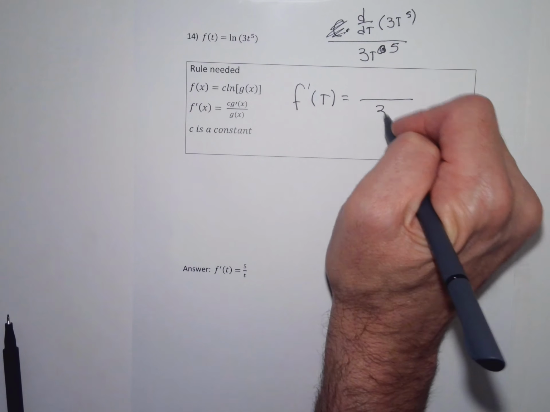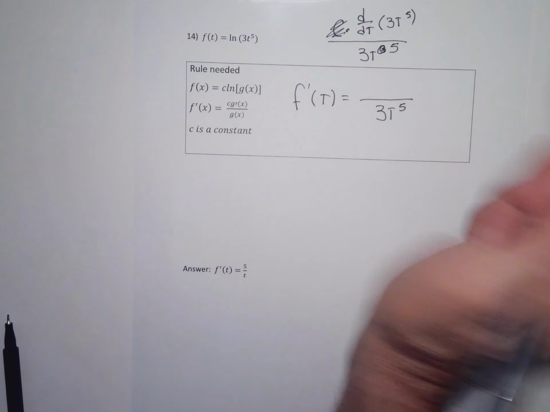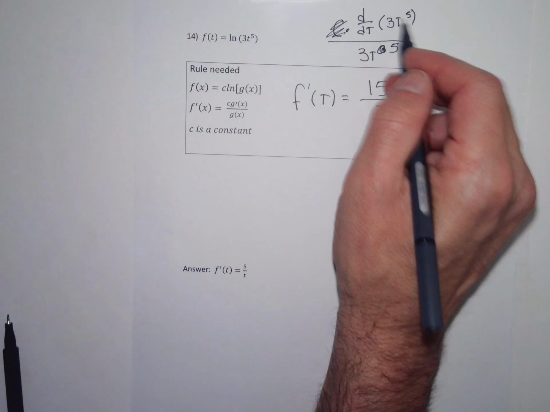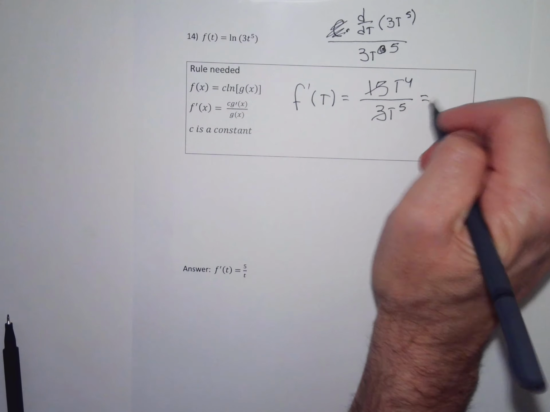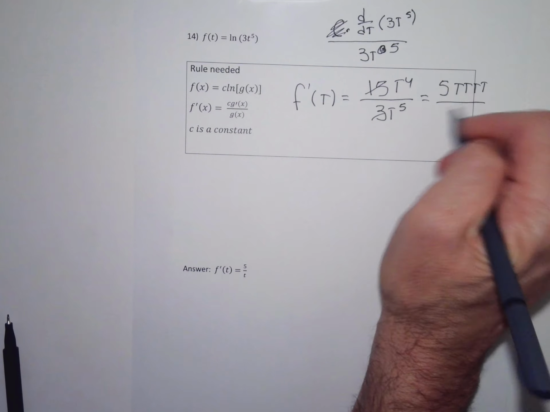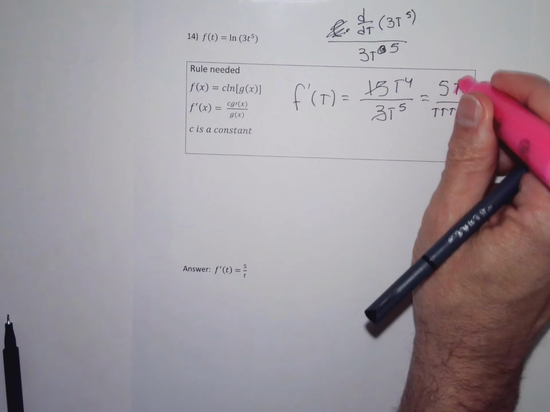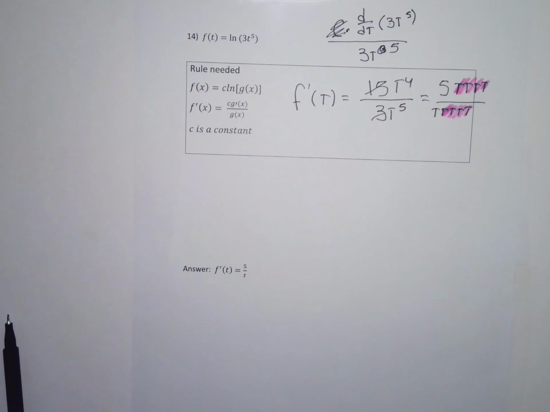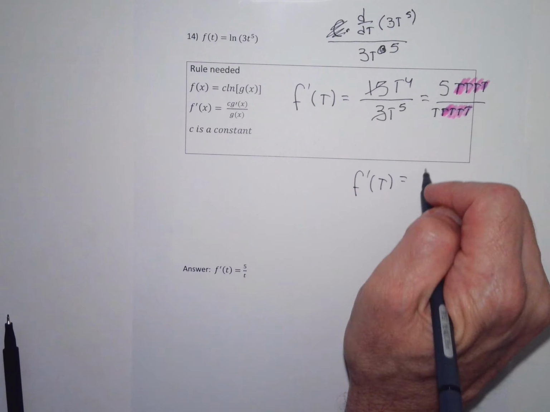In the denominator, it's just the argument, 3t to the fifth. In the numerator, it's the derivative of that argument, so the derivative of 3t to the 5th, which is 5 times 3, which is 15, and then lower the exponent by 1 and get t to the 4th. The 15 over 3 is going to reduce to 5, so this is going to be 5t to the 4th over t to the 5th, and I can cancel all of the t's from the t to the 4th with 4 of the 5 t's from the t to the 5th. And for a derivative, I'm just going to get 5 over t.